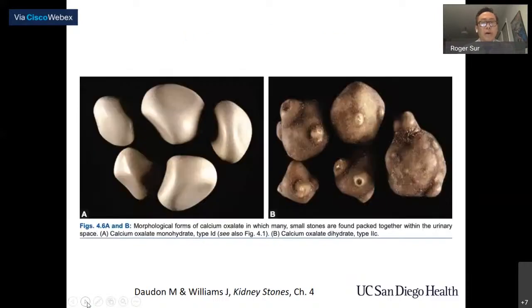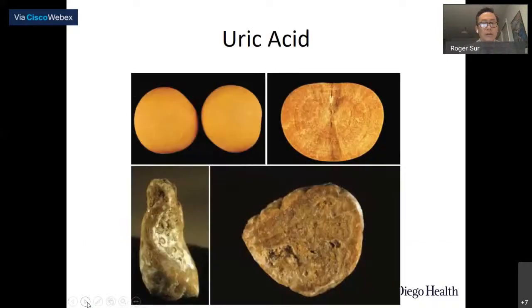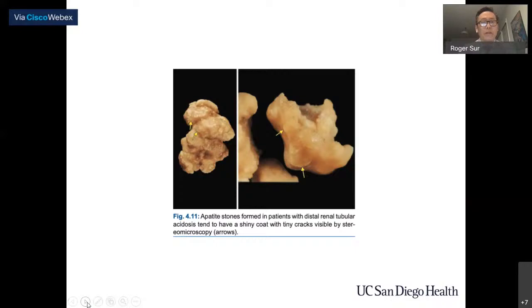On the left is a monohydrate, on the right is a dihydrate. The point being that there are different phenotypic or different appearances to these stones. Next slide. Uric acid, this is the classic kind of golden yellow stone. You see this, you know you can now just treat the patient by alkalinizing them, and you might be able to dissolve the stone or definitely prevent the stone. Next slide. This is the classic renal tubular acidosis apatite stone. Next slide.